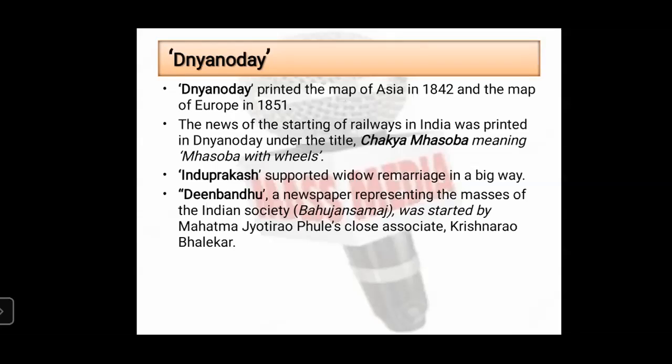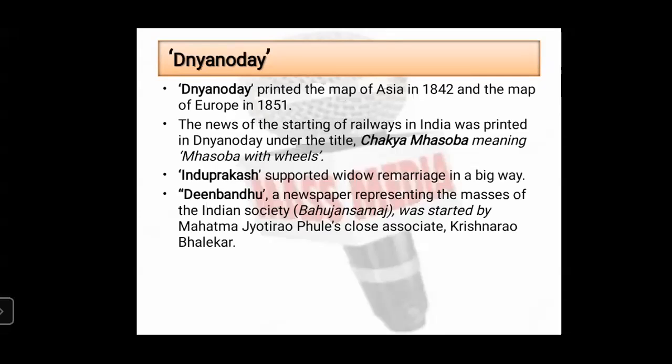And a newspaper named Indu Prakash supported widow remarriage. Widow remarriage, as you all know, the condition of widows at that time was terrible. So Indu Prakash focused in a big way on widow remarriage. And the Deen Bandhu newspaper was for the Dalit community, for the upliftment of the Dalit community. Deen Bandhu used to focus on the Bahujan Samaj, and it was started by Mahatma Jyotirao Phule's close associate Krishna Bhalekar. Right. So this was all about Dhyanodaya and Indu Prakash.